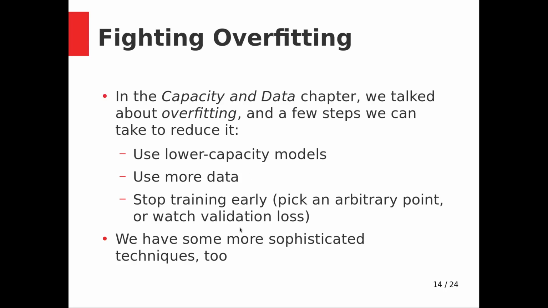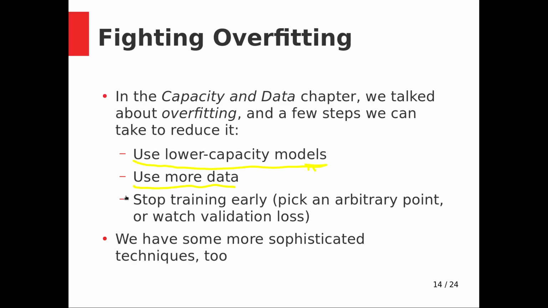So we talked before in the capacity and data chapter about overfitting and about some of the basic steps we can take to fight it, right? Again, it's been known for a very long time that the more capacity our model has, the more subject to overfitting it will be, and so one fairly easy way to combat overfitting is to just reduce the capacity of our model, right? Pick the lowest capacity model that can still be trained on our problem. Another one is to use more data, right? More and more diverse data pretty much always helps our network train better.